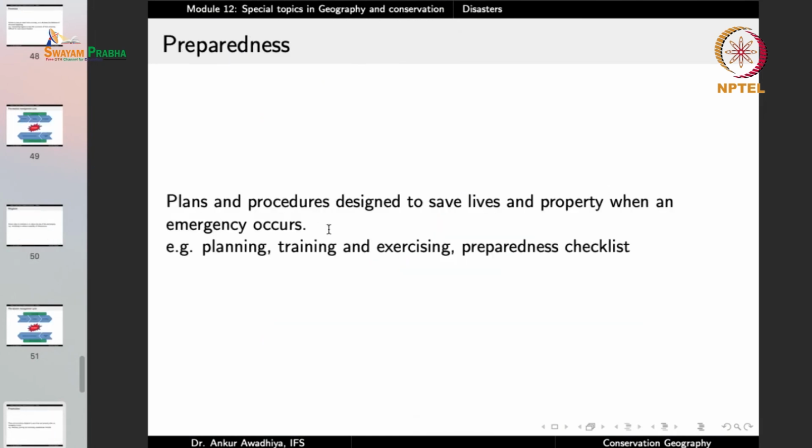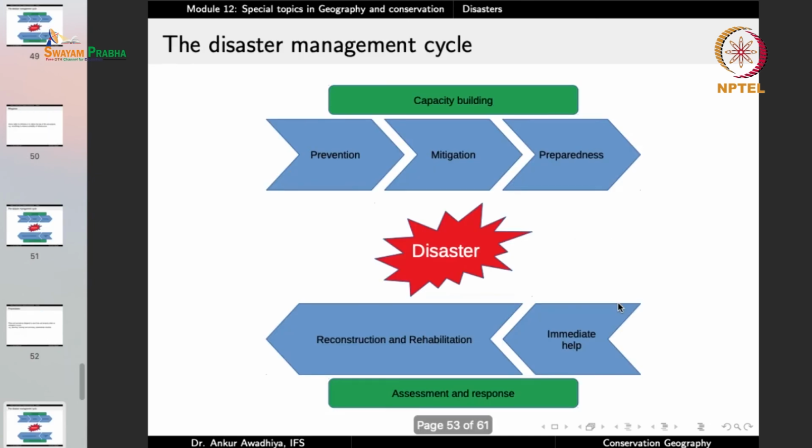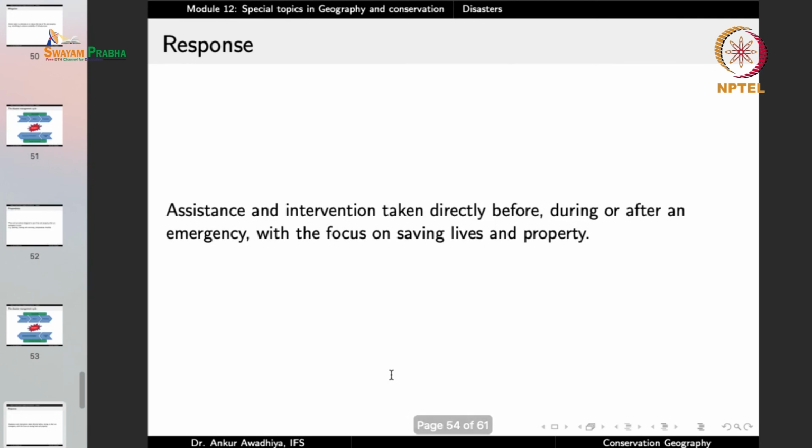Next, we have preparedness. Preparedness is plans and procedures designed to save lives and property when an emergency occurs. This includes making plans, training people, doing mock exercises, preparing checklists of the resources that we can make use of, and all these steps. So this is preparedness.